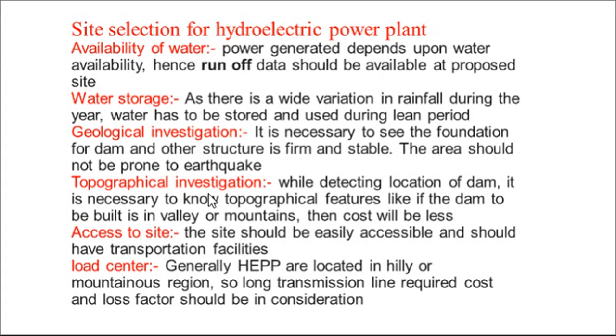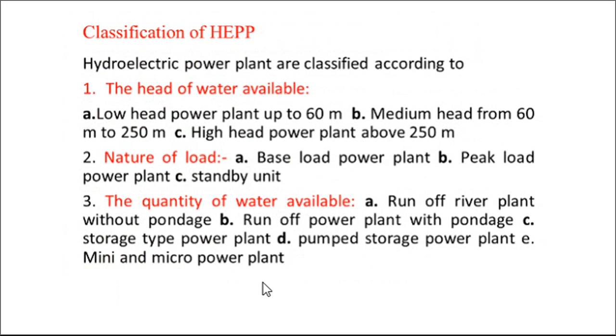earthquake. Then topographical investigation: while deciding the location of a dam, it is necessary to know the topographical features, like if the dam to be built is in valley or mountain, then cost will be less. Access to site should be accessible because we should have transportation facilities. Then load center: generally hydroelectric power plants are located in hilly or mountain region, so long transmission lines are required. So cost and loss factor should be in consideration.